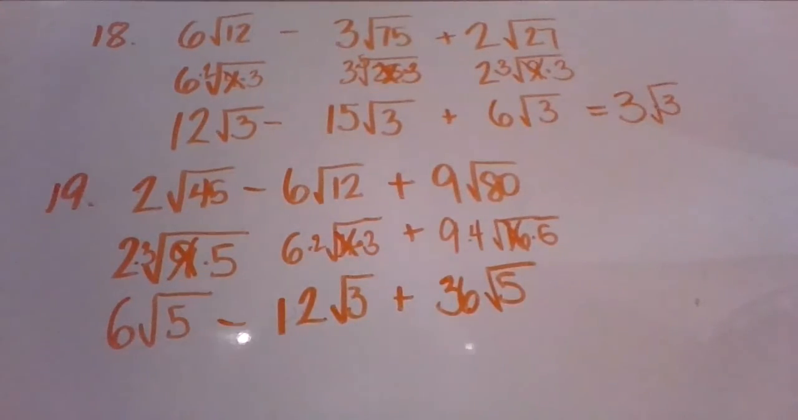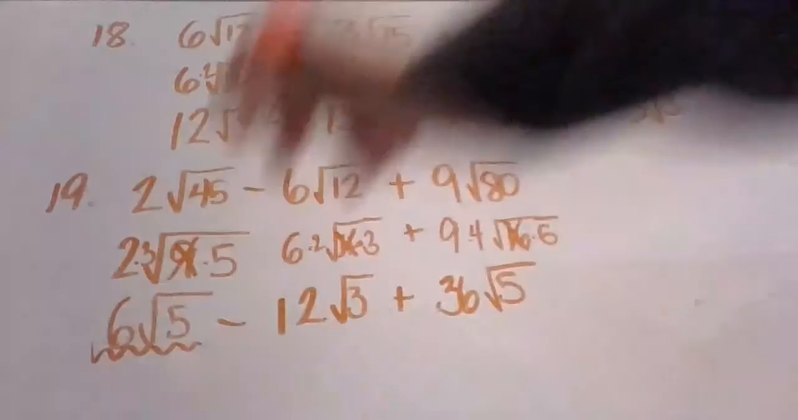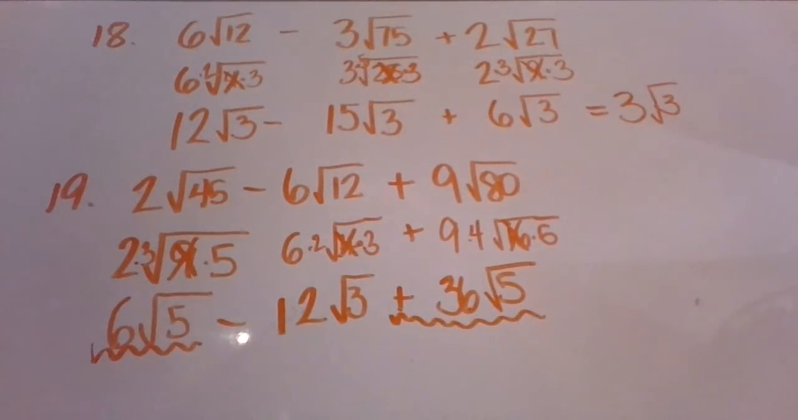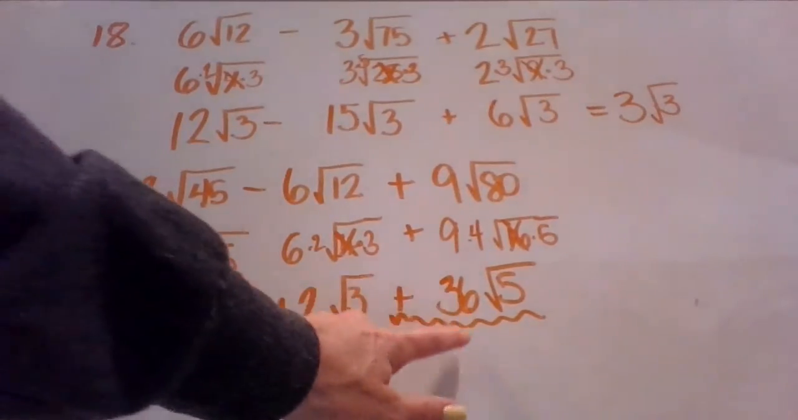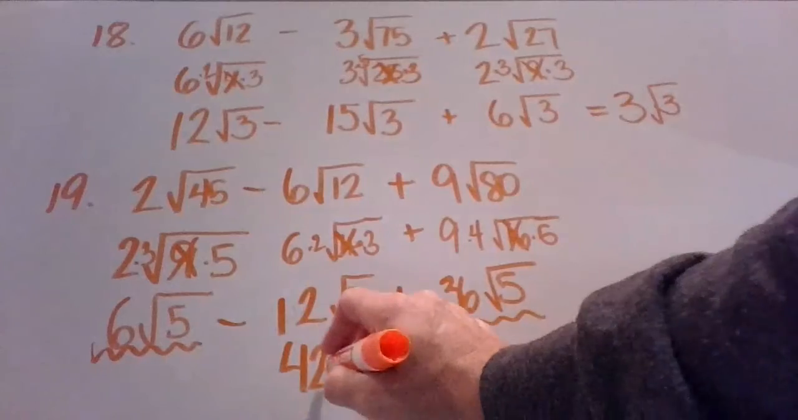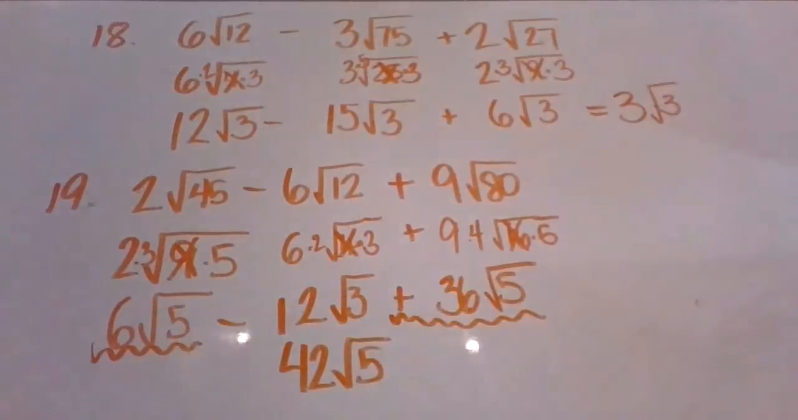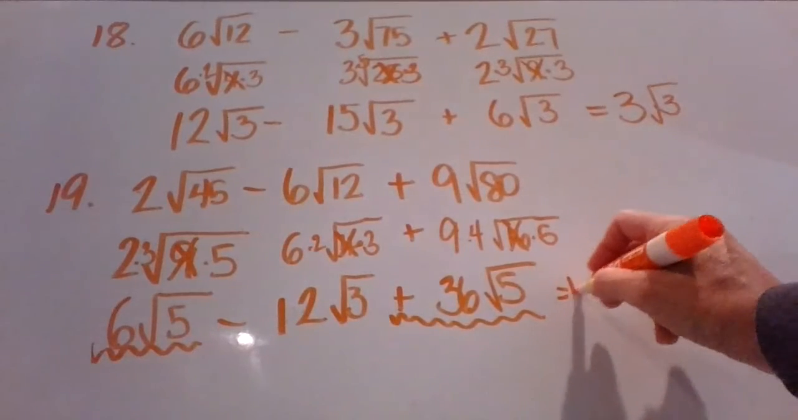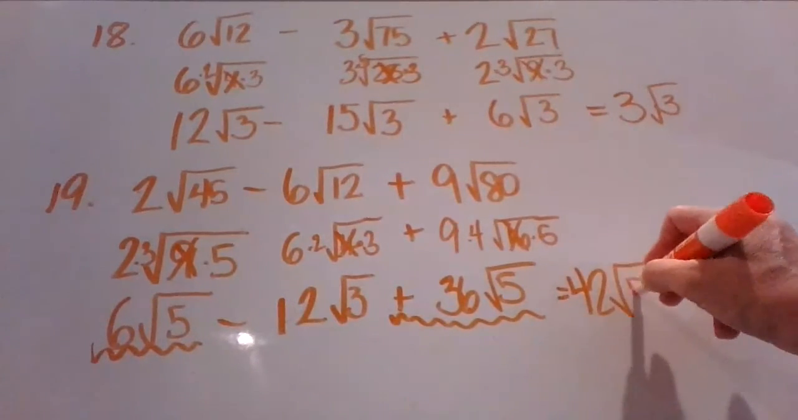Now I've got to look. Everything's been simplified, so it's like combining like terms. Which ones am I able to combine together? This is the square root of 5. Let me see if there's another square root of 5. And there is, it's this plus 36. So I can add 6 square root of 5 plus 36 square root of 5, which is 42 square root of 5. I'm actually going to write my answer down here at the end. 42 square root of 5.